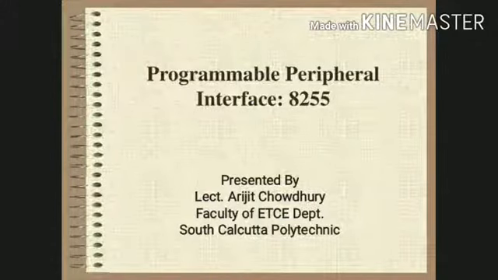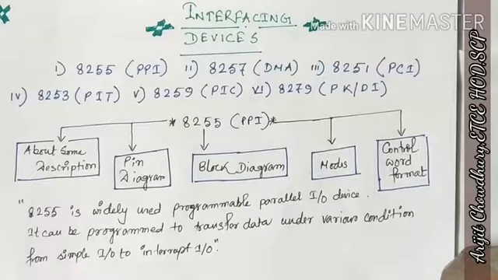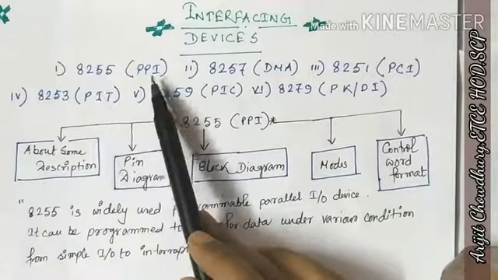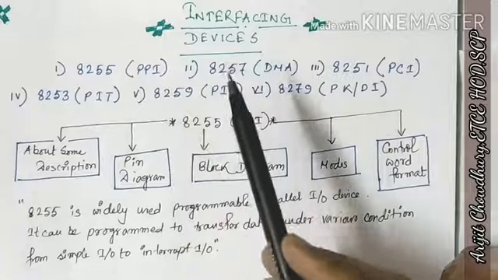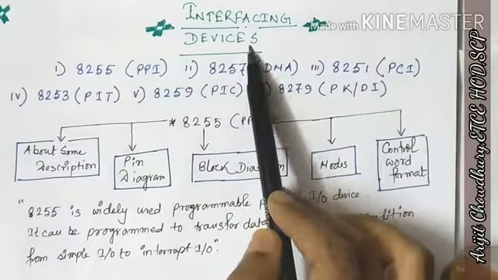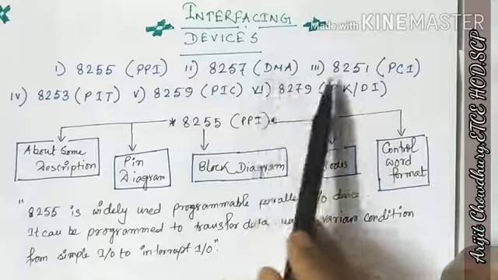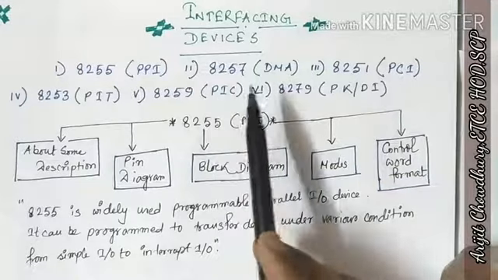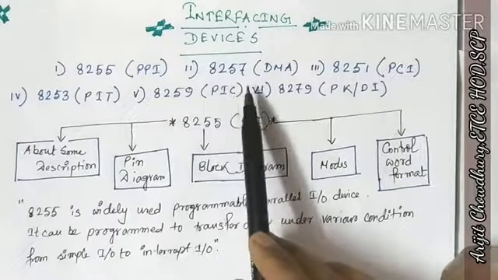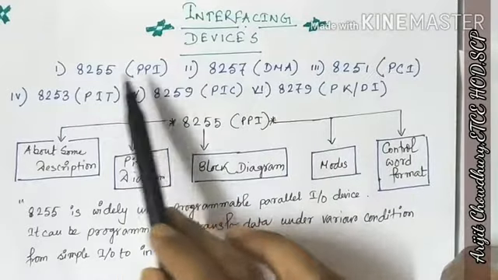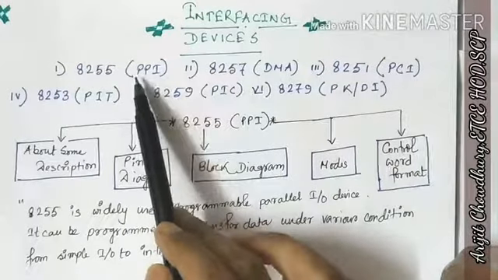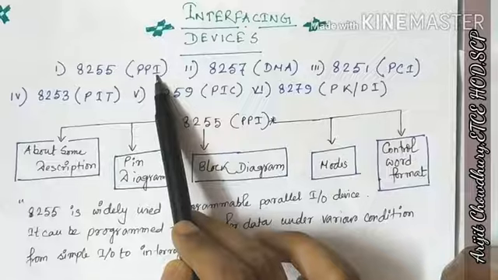Today we are going to discuss the Programmable Peripheral Interface 8255. Before knowing about 8255 or PPI, we have to learn about interfacing devices. These are the interfacing devices, widely used with the processor. 8255 stands for PPI, Programmable Peripheral Interface.